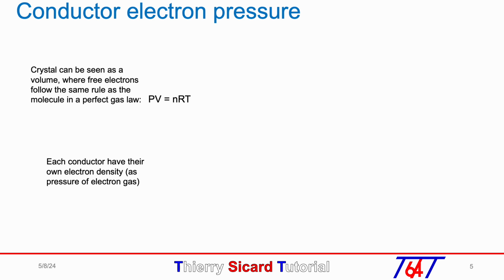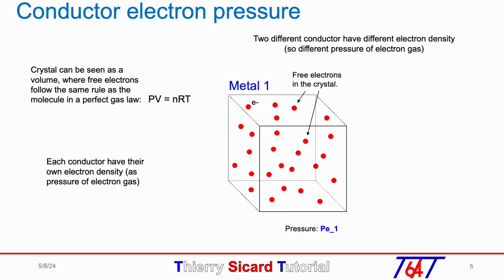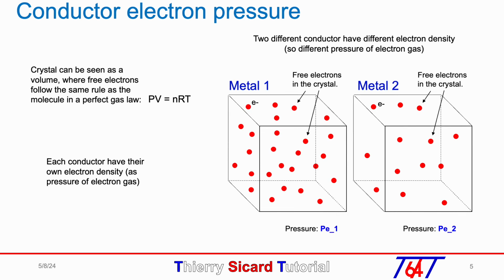So if metal 1 has a pressure PE1 and metal 2 the pressure PE2, and PE1 is higher than PE2, some electrons of metal 1 will move to metal 2, as molecules will do in a gas. Those electrons will create what we call contact electromotive force.